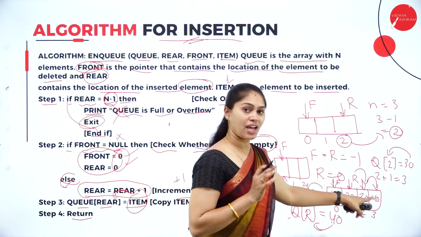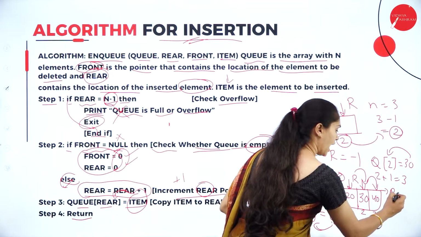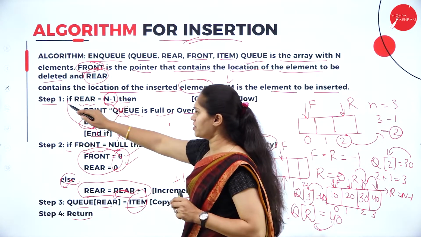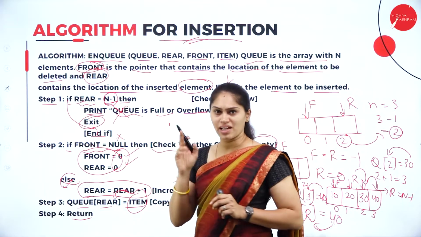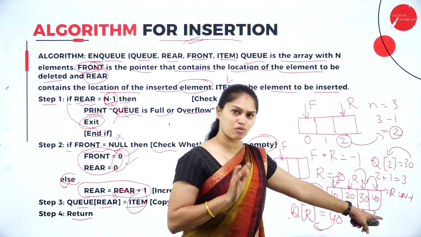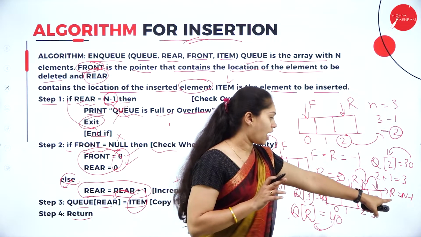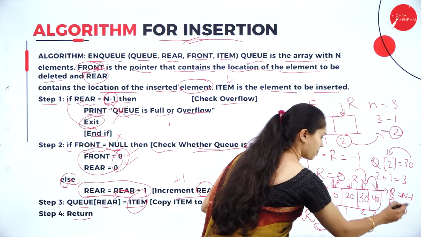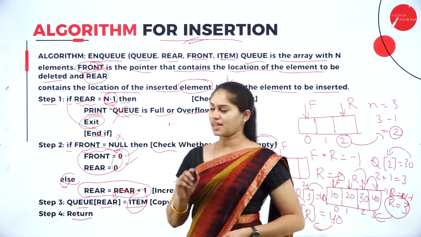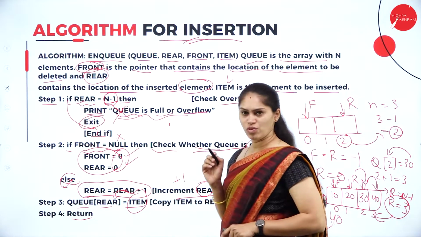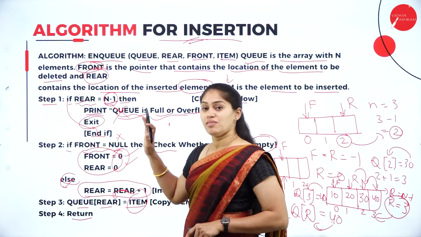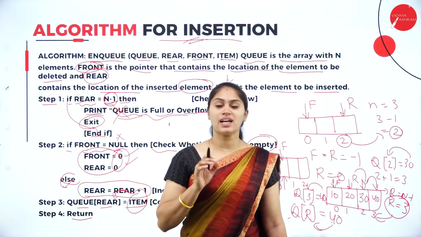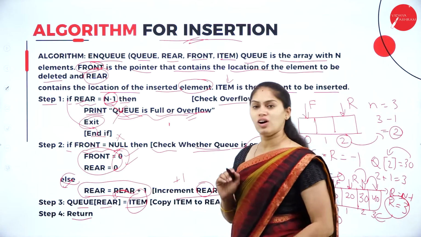Now rear is equal to n-1. Again, if I am trying to add a new element, it will come to the first step. Rear is equal to n-1. Here n, the number of elements, is 4. 4 minus 1 is 3 now. R is equal to 4 minus 1, that means R is indicating location 3, which is the last element. If that is the case, then it will show that Q is full or overflow. So we can't add one more element to the Q, because Q is completely full. That condition is considered overflow, or Q is full.